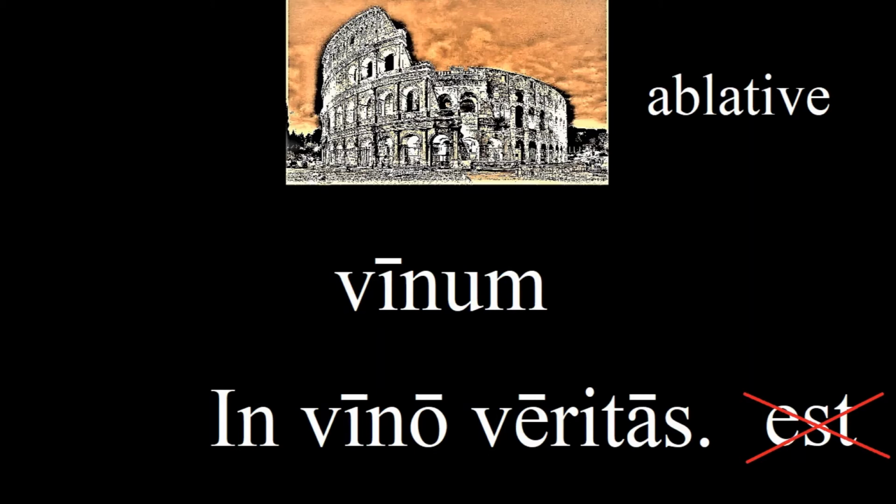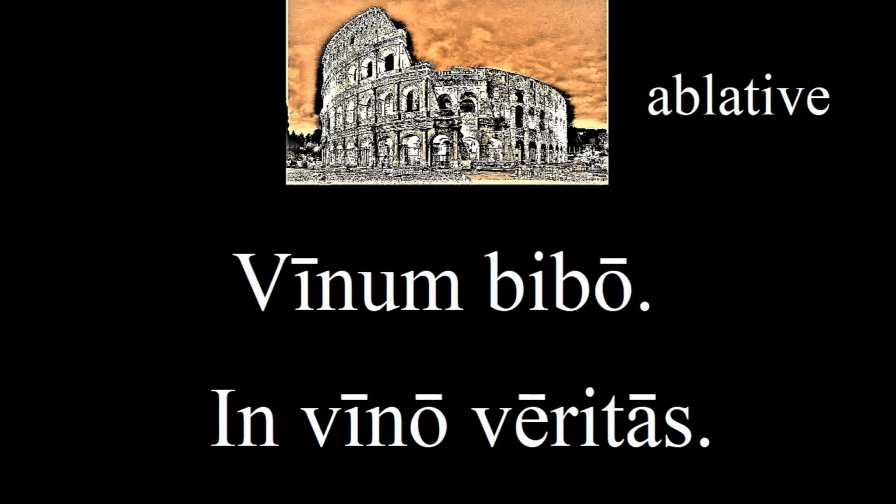However, the nominative case for wine is actually Vīnum. This is our first neutral noun, neutral in the sense of neither feminine nor masculine. Do you remember what the verb drink is in Latin? Here's how to say I drink wine. Vīnum bibo.